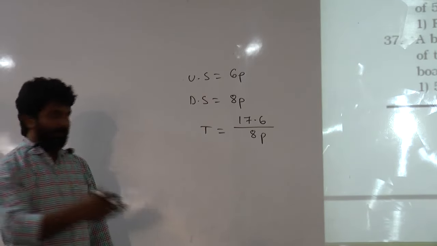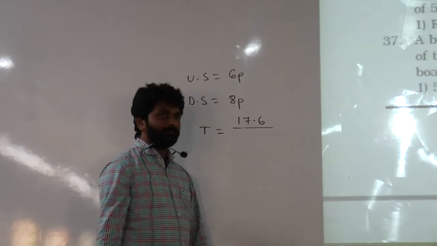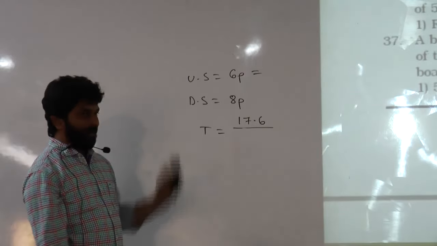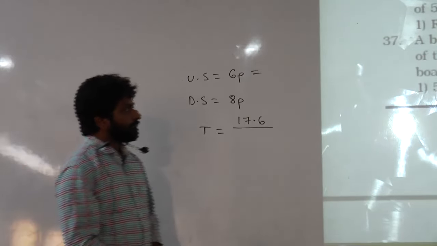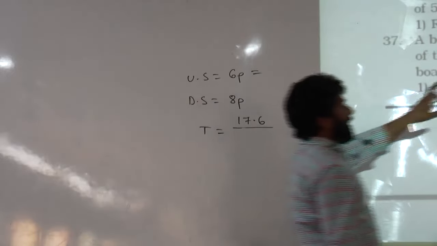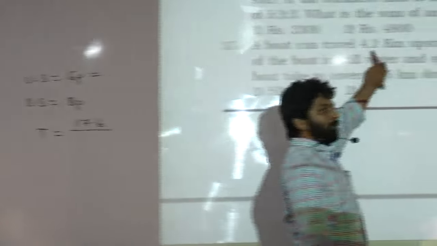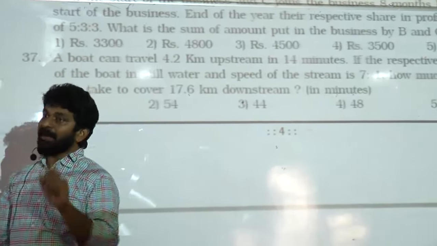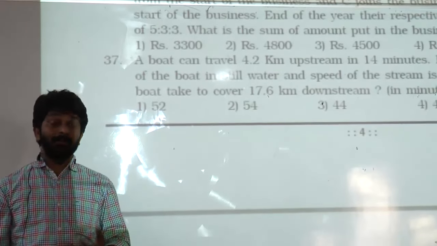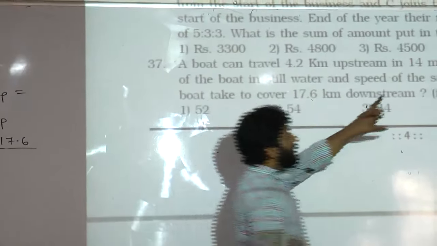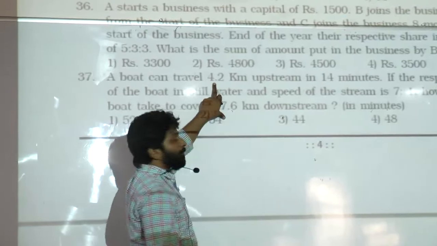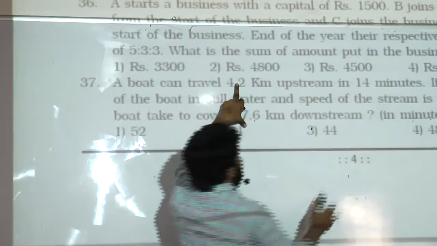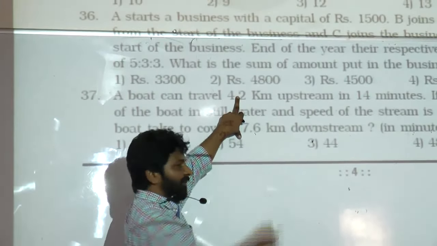If you want to calculate, come on. Upstream is 6 parts. Keep it aside. Hold it. In upstream, he covered 4.2 kilometers in 14 minutes. But we need to measure speed in kilometers per hour. Hour means how many minutes? 60 minutes. In 14 minutes, they covered 4.2 kilometers. Forget about the decimal point for the time being. In 14 minutes, he covered 42 kilometers. 14, how many times is 42?